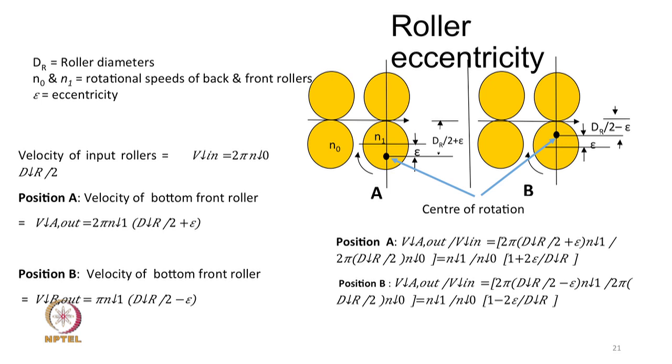The velocity of the bottom front roller for two different locations is shown here in A and B. In A, we see that the axis of rotation is below the geometrical center of the roller by an amount epsilon, and therefore, at this particular stage A, the surface speed of the roller is going to be 2 pi n1 (dr by 2 plus epsilon), because the effective diameter has changed.